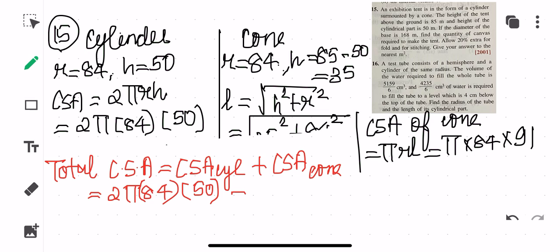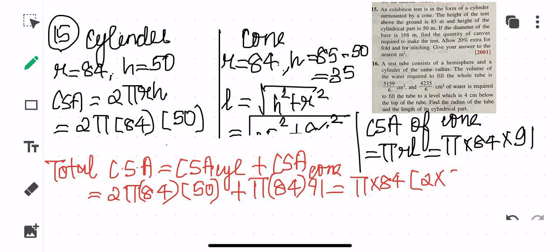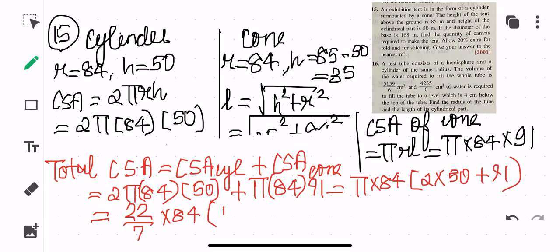Okay, and plus here how much will you be getting? Here we are getting pi into 84 into 91. So what you can do, take pi into 84 as common. In the bracket you will be getting what? 2 into 50, and here you will be getting 91. So this is equal to how much, children? Just replace the value of pi. So this is going to be equal to 22 upon 7 into 84, and then this is 100 plus 91.